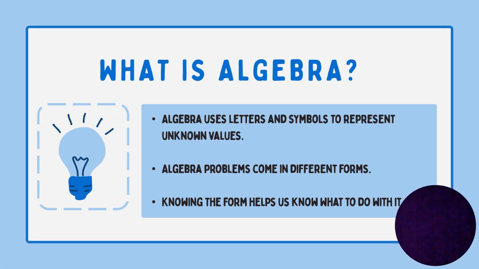Before we go over the statements, let's talk about what is algebra. Algebra is a branch of math that uses letters and symbols to represent unknown values. Instead of always working with just numbers, algebra lets us work with variables that stand in for values we don't know yet. Knowing the form of an algebraic statement helps us decide whether we should simplify, solve, or compare.